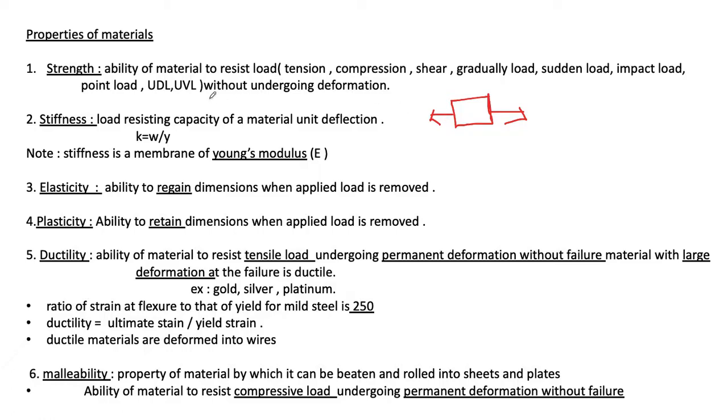Stiffness is nothing but the load resistance capacity of a material per unit deflection. Stiffness is denoted by K, the load is denoted by small w, and the deflection is denoted by small y, which is the load capacity per deflection. Stiffness is a measure of Young's modulus, which is capital E.